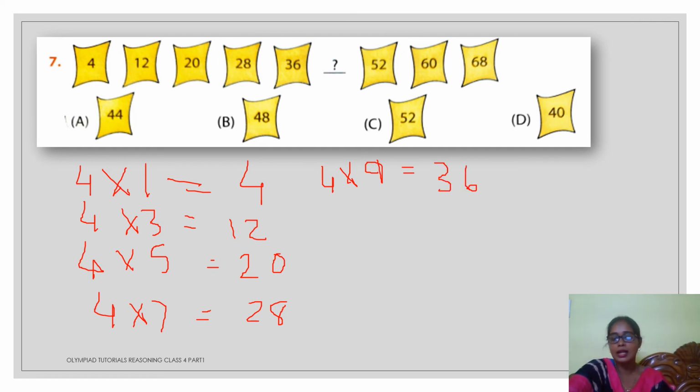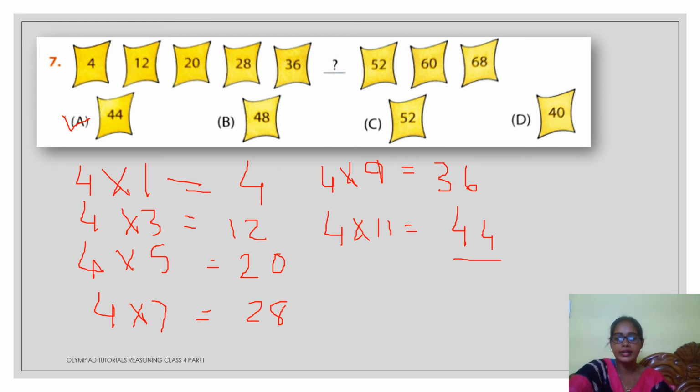Then the odd number after 9 is going to be 11. So 4 into 11 will give you 44. So do we have 44 in the list? Yes, we have option number A, that is 44. So let's check whether it is correct or not. We'll proceed to the next number.